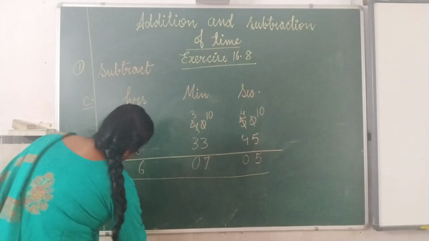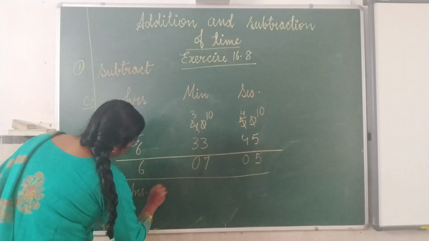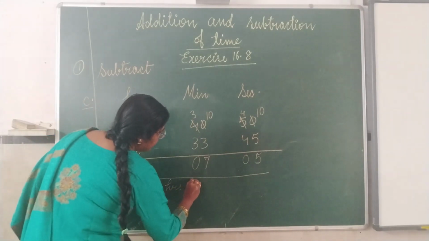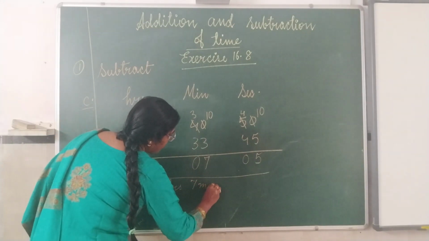So the answer is, it is a simple subtraction. We don't have to take borrow from anywhere. 6 hours, 7 minutes. Okay.